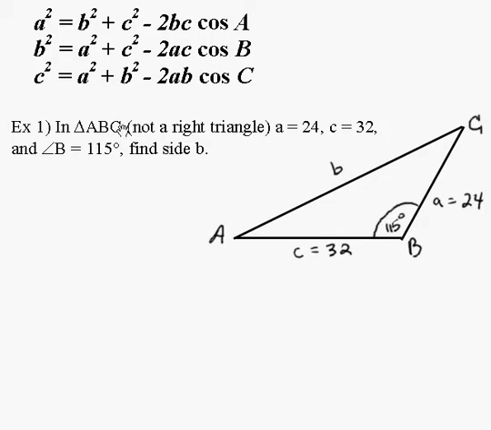Now, on the tests and in the homework, they try not to be as careful as I am. I'm being careful right here by putting in parentheses it is not a right triangle. What you need to look for is if it says it is a right triangle, it is, and if they don't say it is, then it's not. So we have side A is 24, side C is 32, angle B is 115. Find side B. So in our triangle A, B, and C, angle B is 115 degrees. Side B is opposite angle B. Side A is 24, that's opposite angle A. Side C is 32, that's opposite angle C.